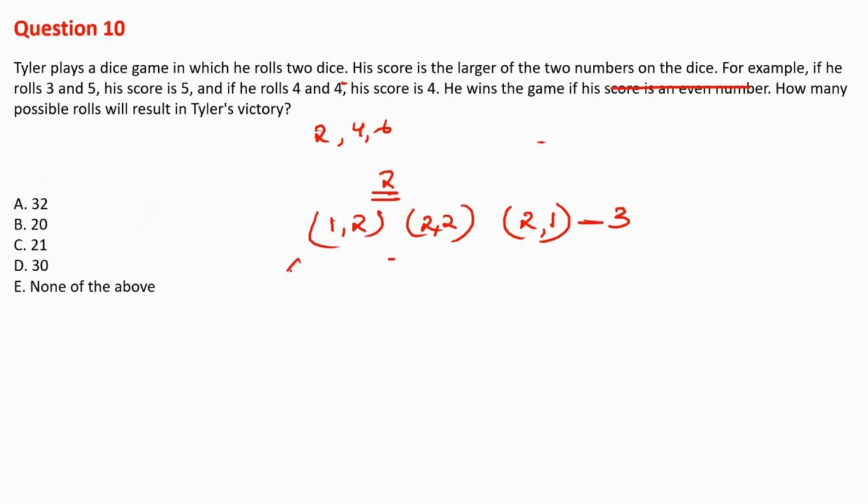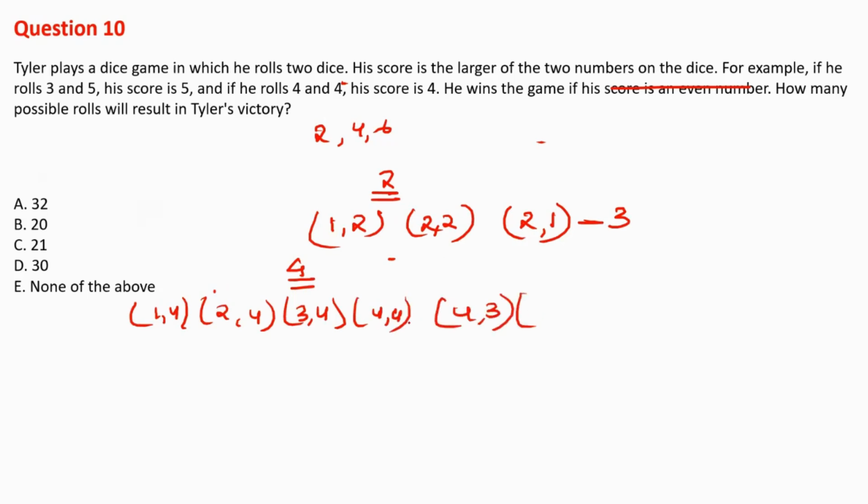If we take 4 as the larger number, what are the possible outcomes? 1, 4; 2, 4; 3, 4; 4, 4; 4, 3. Because we cannot take 5 and 6, because in case of 5 and 6, 5 becomes the score. They are greater than 4. So we can take either 4 or less than 4. So 4, 3; 4, 2; and 4, 1.